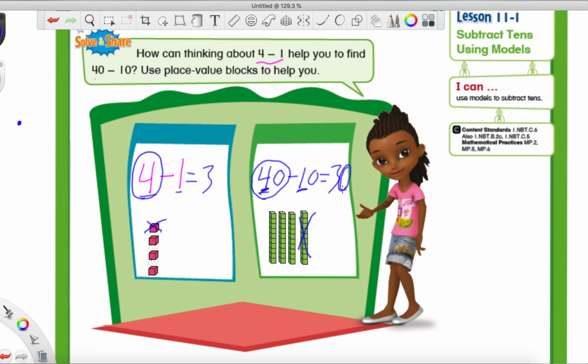If you don't have the cubes, you can always use a drawing. Okay? Don't forget about that. Drawings are awesome. Quick pictures are the best. I love them. So now that we kind of know what we're doing here, let's go to the next page and try out some of those.